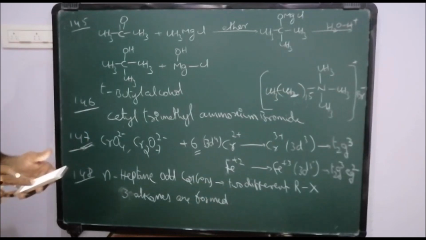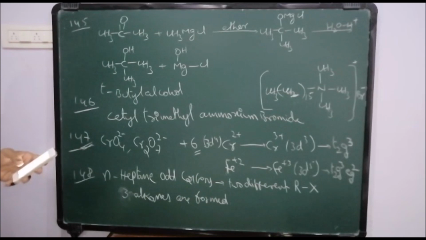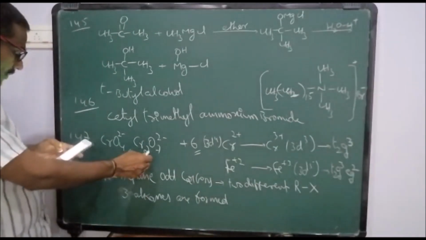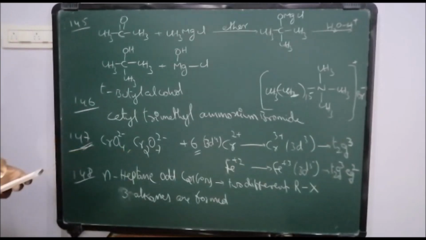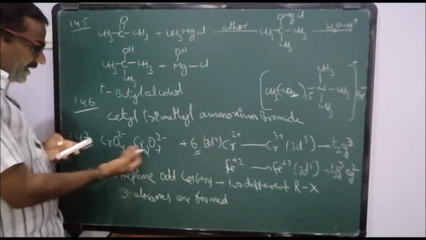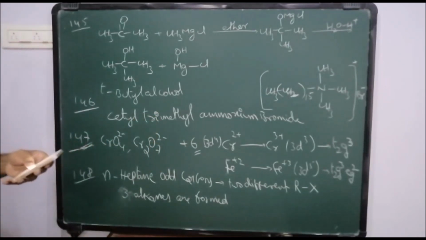Question number 147. Identify the incorrect statement. The oxidation state of chromium in CrO4 2 minus, chromate and dichromate are not the same. Actually, in chromate and dichromate, the oxidation state of chromium is same, that is +6. So that is the wrong statement.